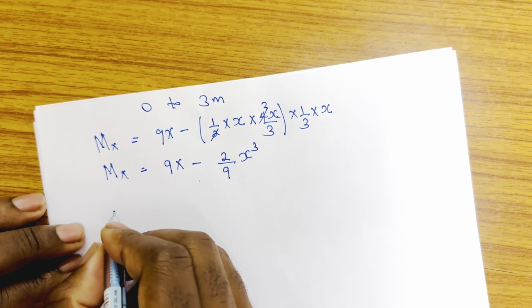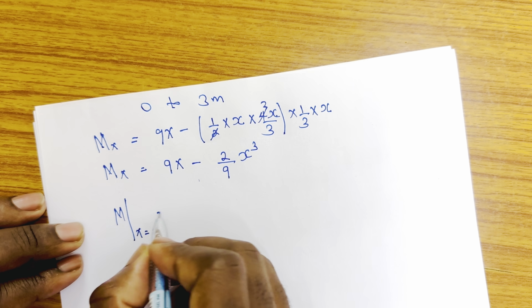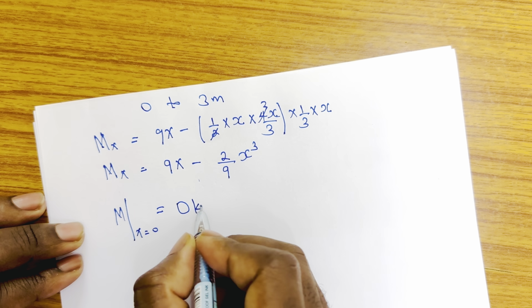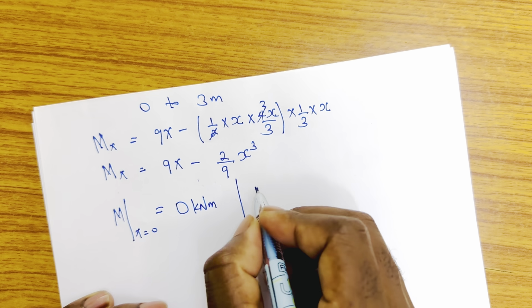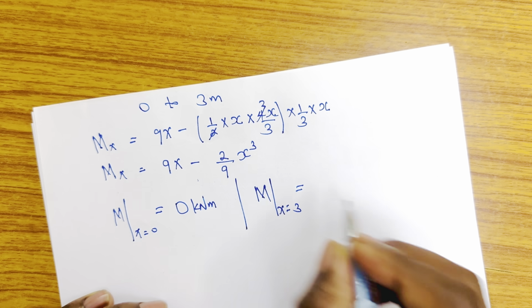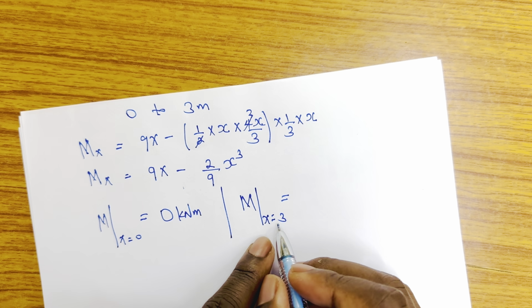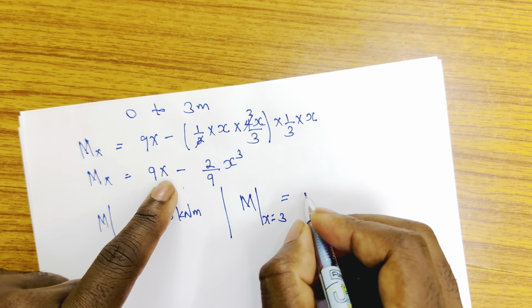Now let us get the value. What is the value of moment when my x is equal to 0? Definitely this is giving you 0 kilonewton meter. Then let us also check when my x is equal to 3. What's the value of the moment? So this is 9 times 3, then that is 27.